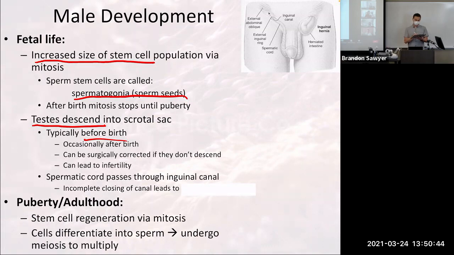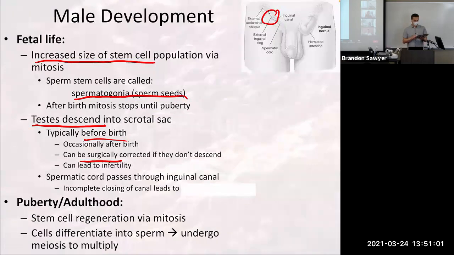There are a couple of problems that can happen here. Sometimes the testes don't actually descend all the way, and this can lead to infertility and some other problems. What's supposed to happen is a spermatic cord is supposed to pass all the way through this little canal shown up here called the inguinal canal.